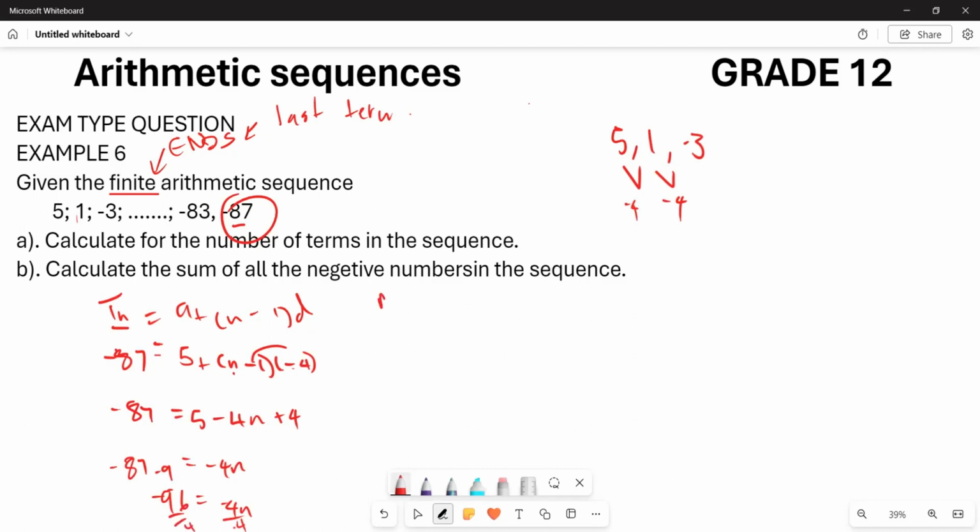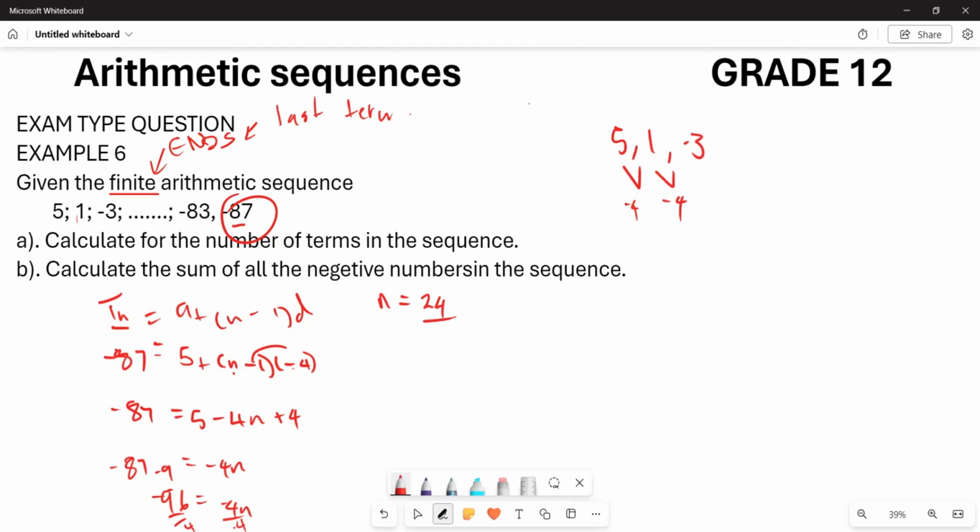Now, then your value of your n that you are going to find in here, you are going to find out that your value of your n is going to be given by what? By 24, right? So basically that is going to be your value of your n, which means now your term number 24 is your -87. So basically the number of terms that are in here is going to be 24.